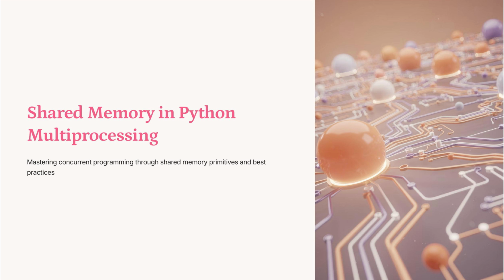Shared memory in Python's multiprocessing allows processes to access the same memory space efficiently. This avoids duplication and synchronization issues, crucial for high-performance applications. By using shared memory primitives, processes can collaborate on data structures without costly serialization, enhancing scalability across multiple central processing unit cores.